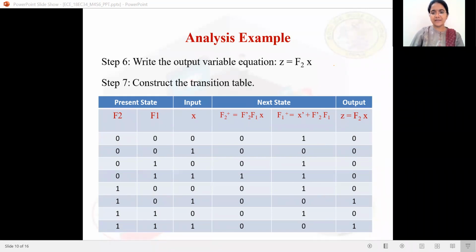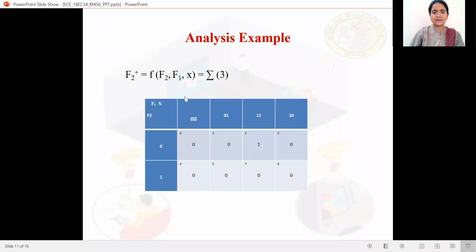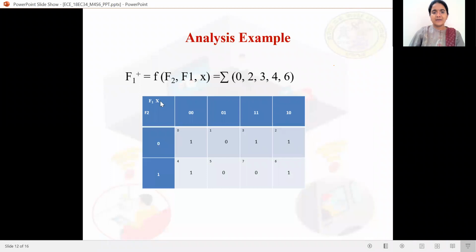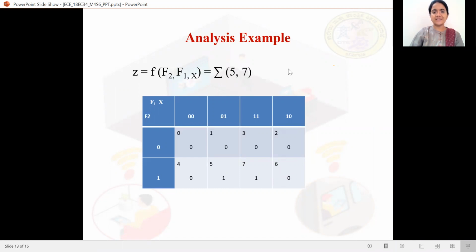And the next step is here we are simply writing the schema, to know what the expression is. Here midterm 3 is high for this F2 plus. Here we are having the midterms 0, 2, 3, 4, 6. If we simplify that, we are getting the same equation for the F1 plus. And here midterms 5 and 7. If we simplify this, we are getting F2 and X.